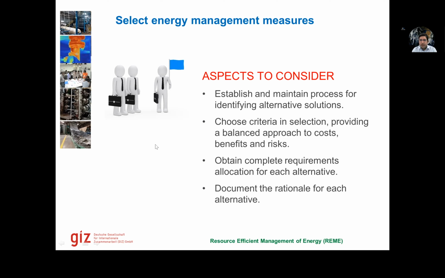Then we must obtain complete requirements and allocation for each of the alternatives. How much time do we need to implement it? How many persons are needed? What are the social issues associated with it? What are the environmental benefits that come along with it? And then document the rationale for each of the alternatives, why we are selecting one alternative or preferring one alternative over the other alternatives. So we need to have a rationale to do that.